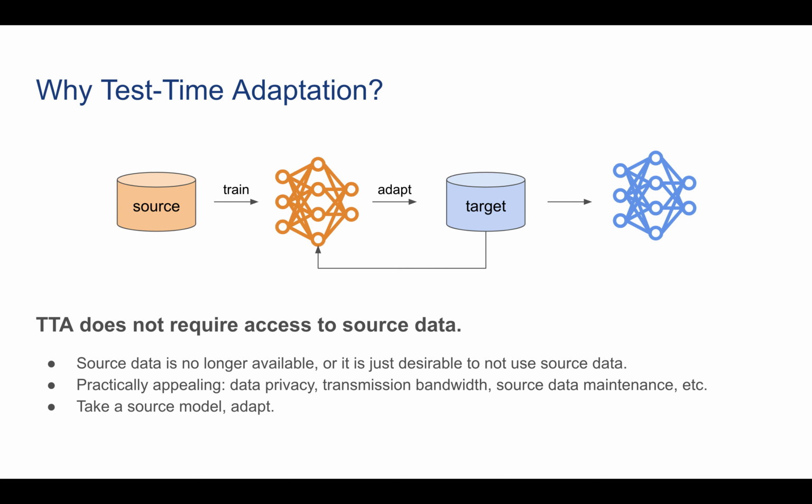More importantly, test time adaptation does not require access to the source data, which makes it extremely useful when source data is no longer available. For example, we might not always have access to source data because of data privacy, limited transmission bandwidth, etc. In such cases, the workflow of TTA is simply to take any model already trained on source and adapt it with only unlabeled target data. The simple and modular workflow of TTA makes it very practically appealing.